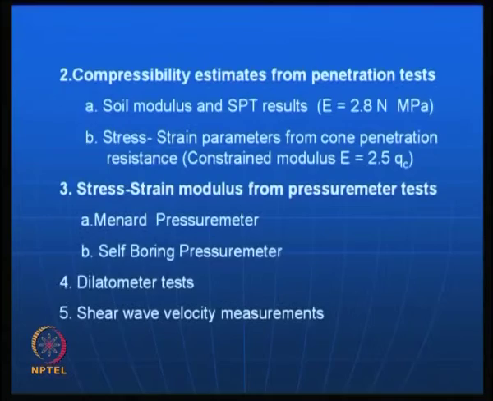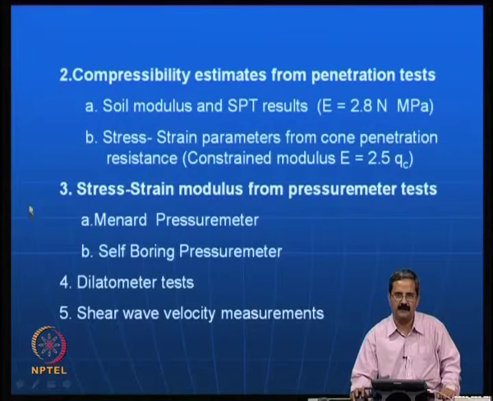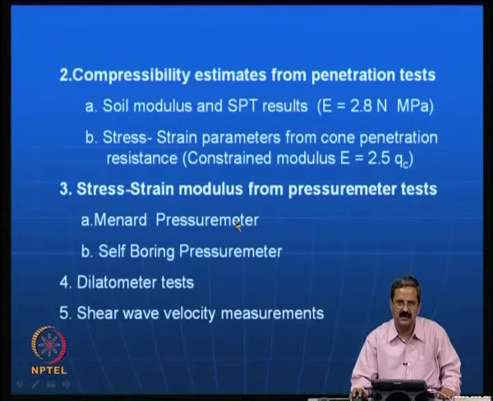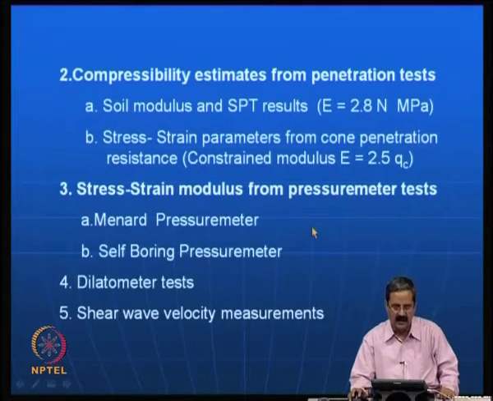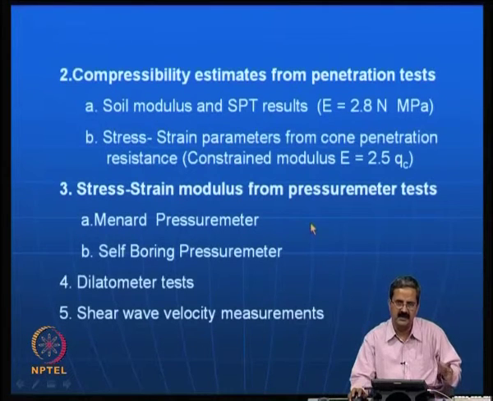So, there are two types of equipment here. One is called Menard's pressure meter and the other one is a self boring pressure meter. Actually, the Menard's pressure meter is a very standard one which was developed in France, which people have used extensively, and it has some parameters. You get Young's modulus, you get limit pressure. Limit pressure is related to bearing capacity of soils.